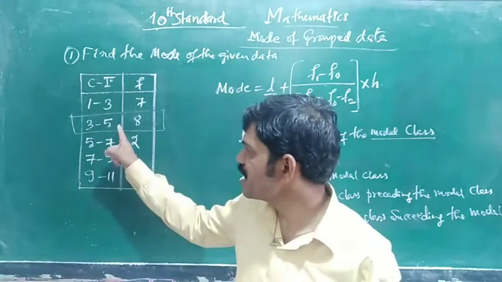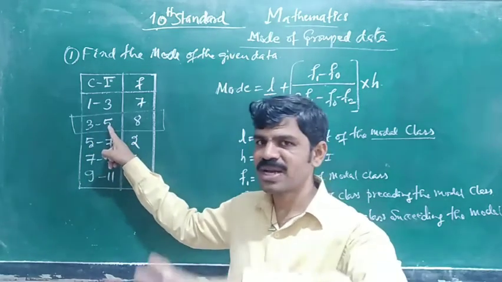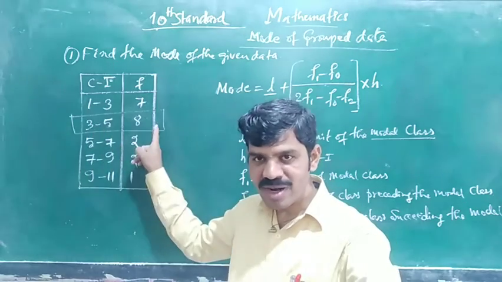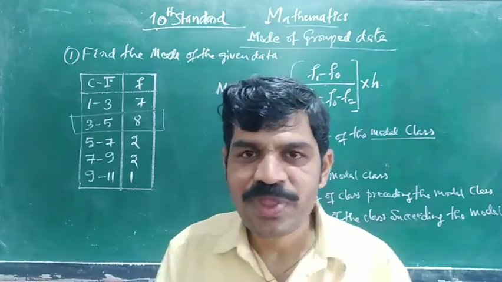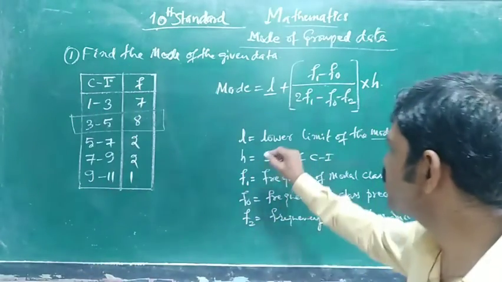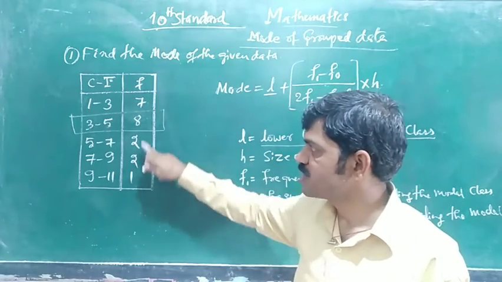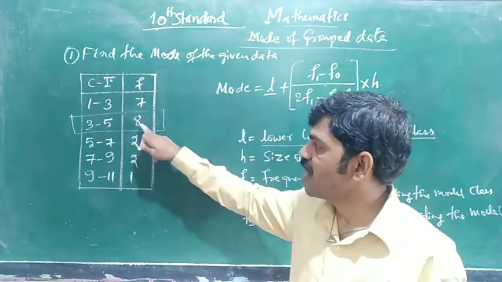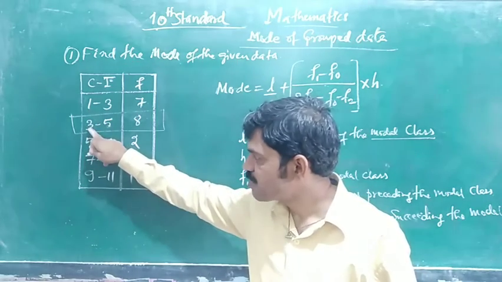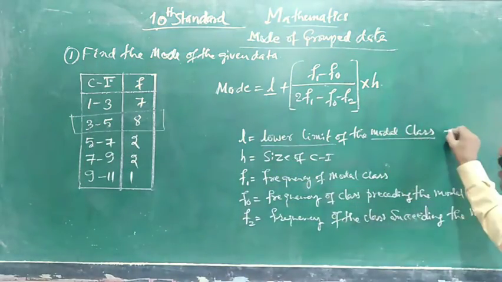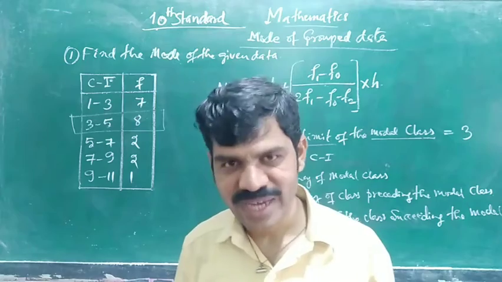Lower limit means that is 3. 3 is the lower limit and 5 is the upper limit. The smaller number in the modal class is the lower limit. The bigger number in the modal class is the upper limit. We take only the lower limit, L. So in frequency we have to see the highest number. After seeing the highest number we go to the class interval. Here what is the smaller number? 3 is the smaller number and this is the lower limit of the modal class. Okay, fine.